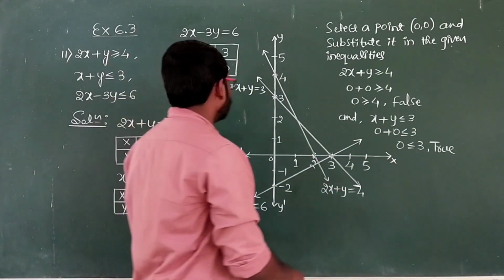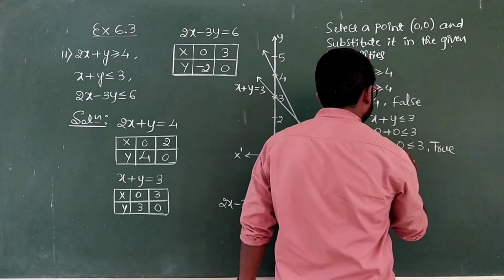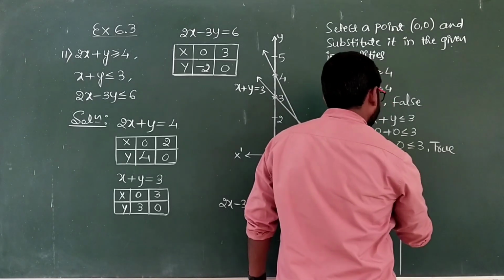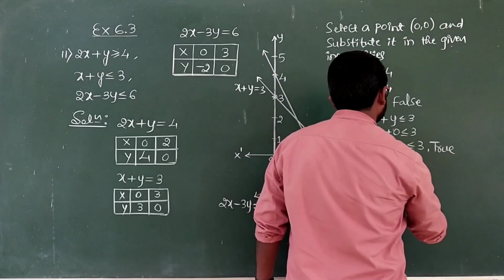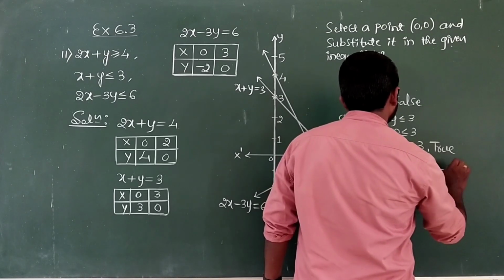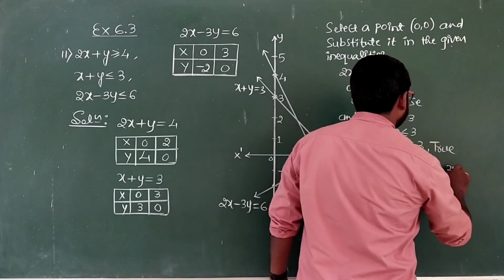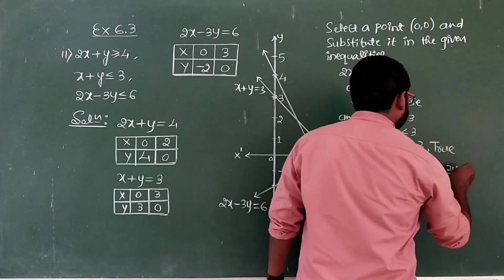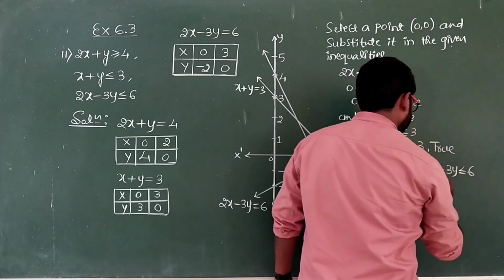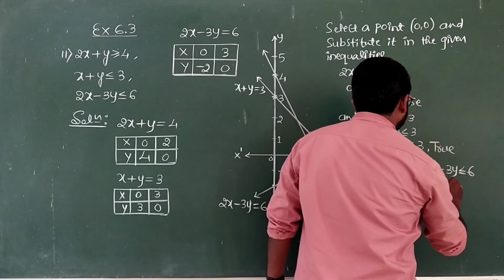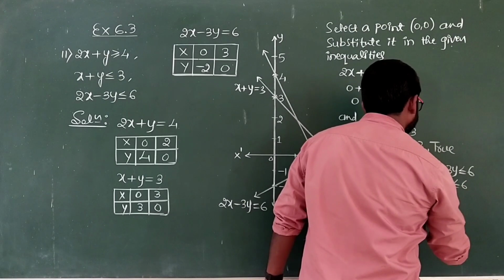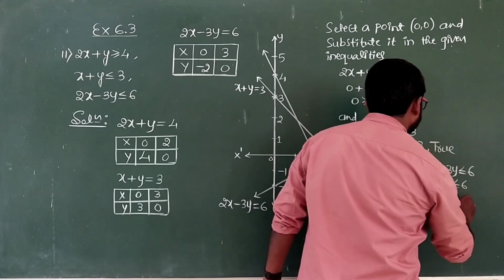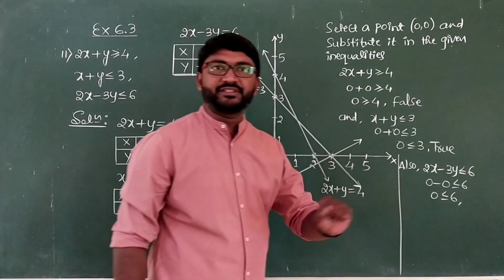Then the last inequality, 2x minus 3y less than or equal to 6. So now 0 minus 0 less than or equal to 6, and 0 less than or equal to 6 means 6 greater than 0, which is true.